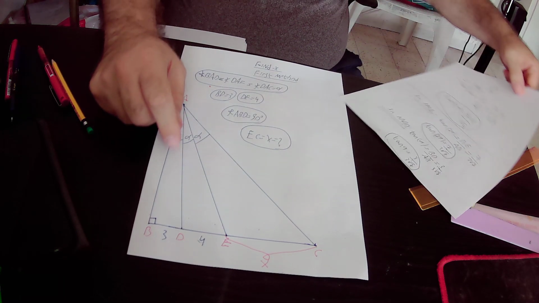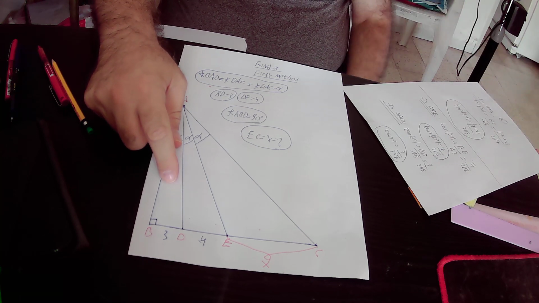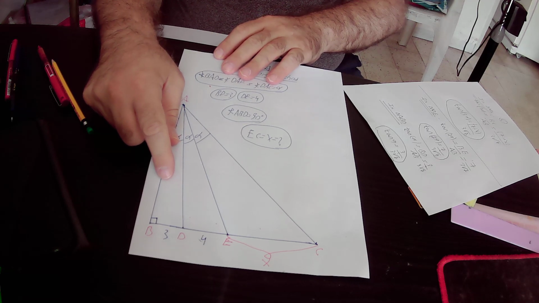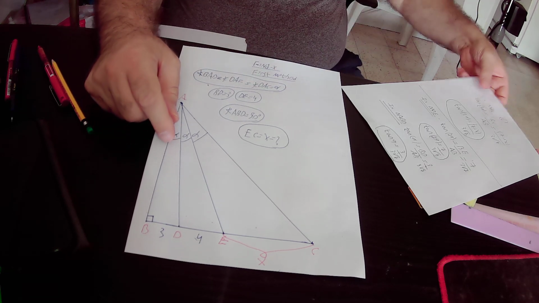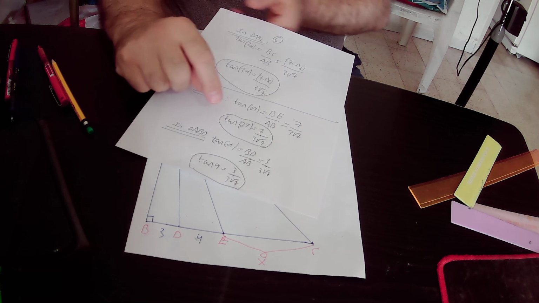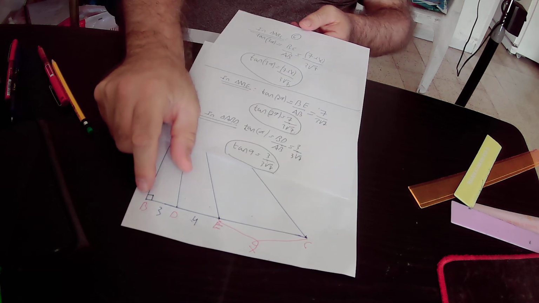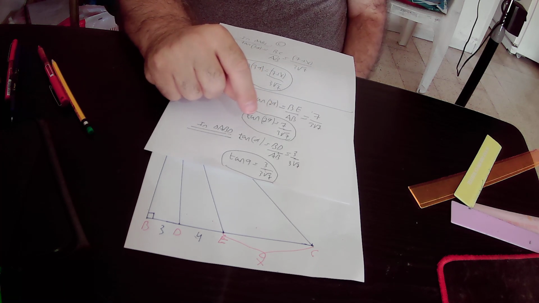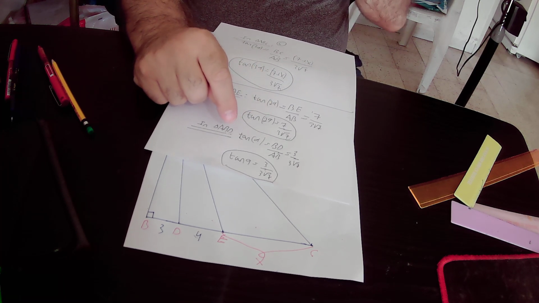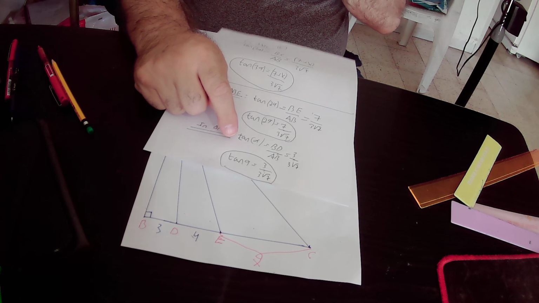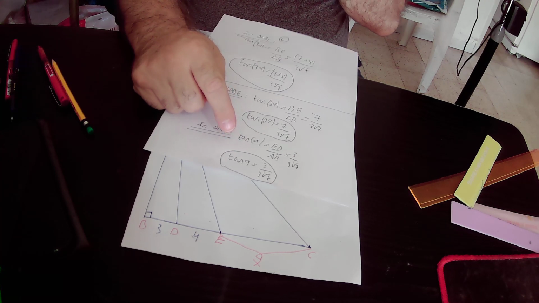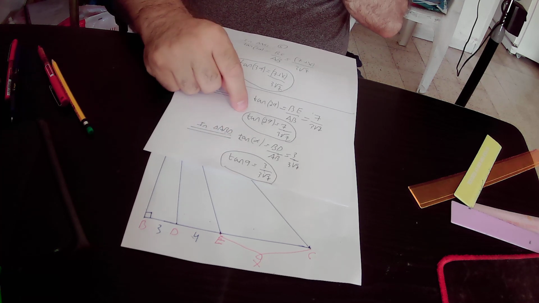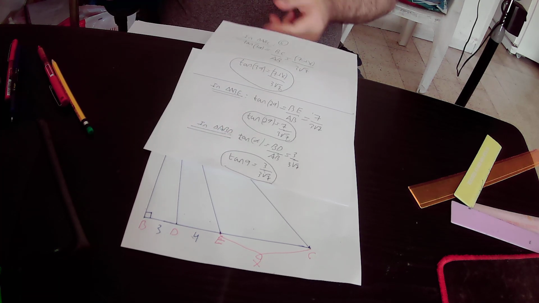Then we focused on the right triangle ABD. We know that in this right triangle, tangent alpha equals BD over AB. What is the value of BD? BD equals 3 units, and AB equals 3 times root 7. So in total we got that the value of tangent alpha is 3 over 3 times root 7. So we found out the values of tangent alpha, tangent 2 alpha, and tangent 3 alpha.